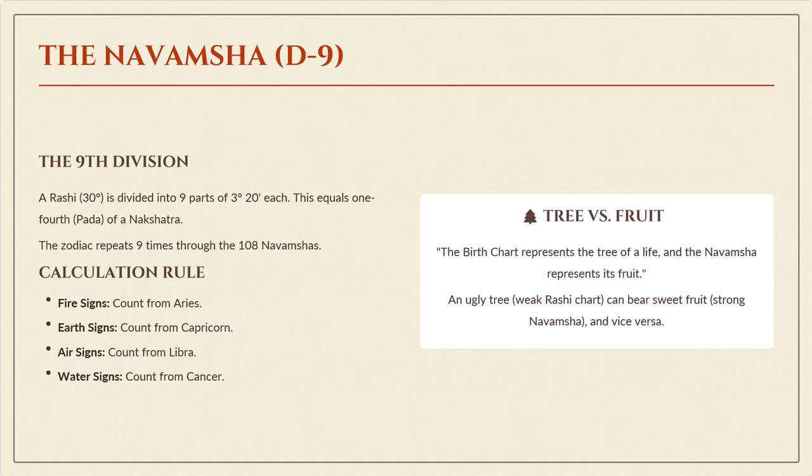Some people use D9 for almost most of the things. So D1, D9 and then maybe D10. This is how these divisional charts are; these are known as divisional charts. In fact, D1 is also one of the divisional charts. So this part is clear.